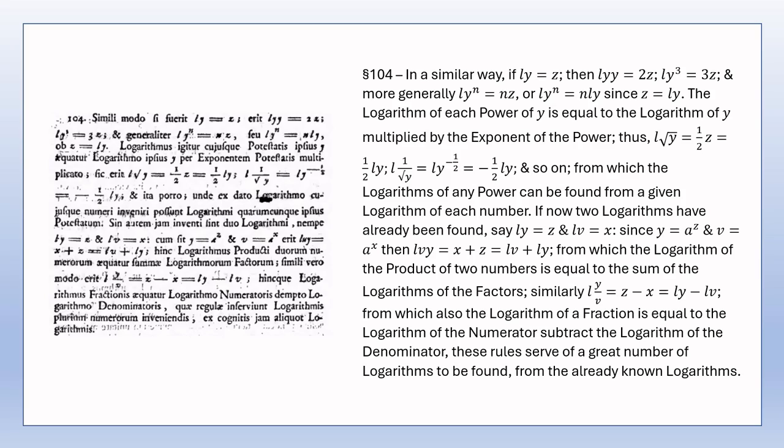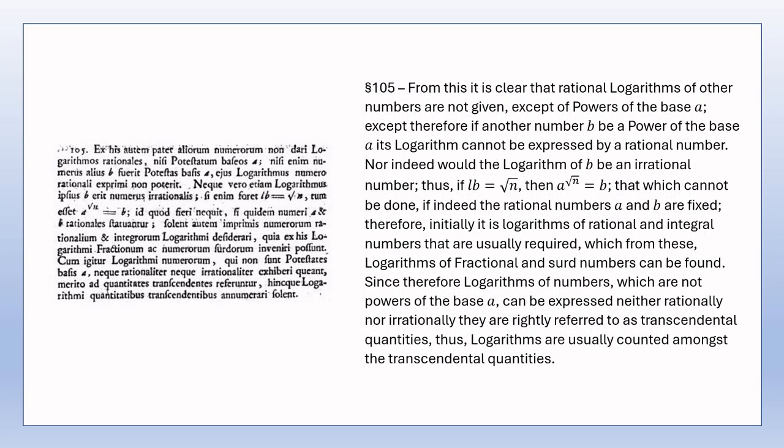Section 105 seems to be saying that the rules deduced in sections 103 and 104 show that the logarithm can only be a rational number in the case where the number is in fact a rational power of the base. He then goes on to establish the transcendental nature of logarithms, that is, that the logarithms of rational and irrational numbers will be transcendental numbers.